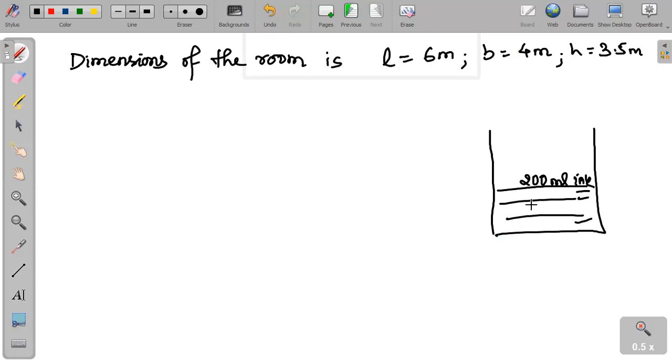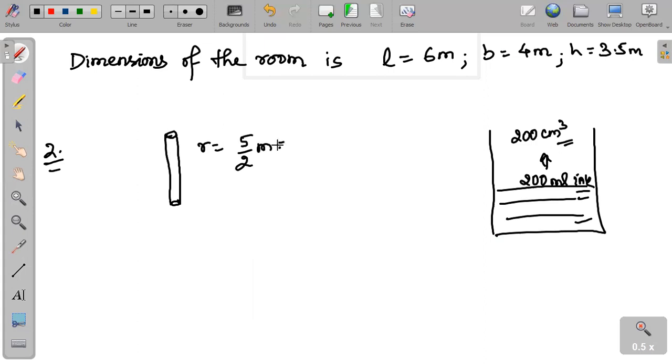Is that okay? 200 ml का मतलब होता है 200 centimeter cube. Is that okay? और there is a pen जिसका barrel यानी इस टाइप का जो इसका पोर्शन होता है, इसकी कैपेसिटी कितने की है? So the radius of the barrel is 5/2 mm, that is 2.5 mm. This means 0.25 centimeter. ठीक है? And height is 7 centimeter.